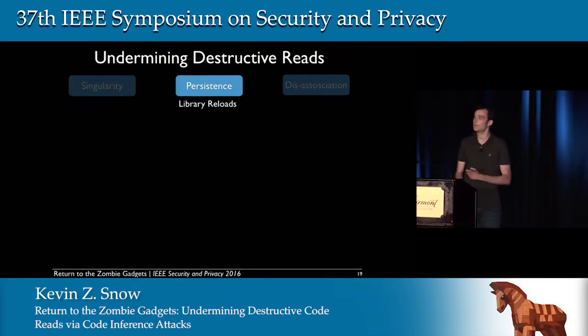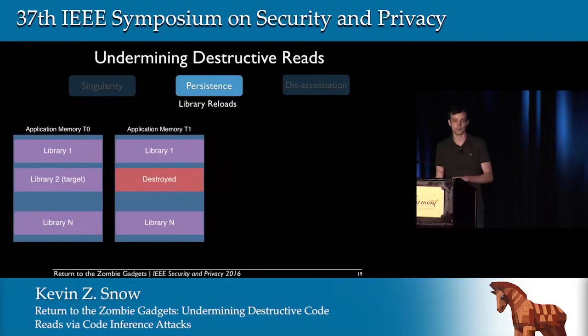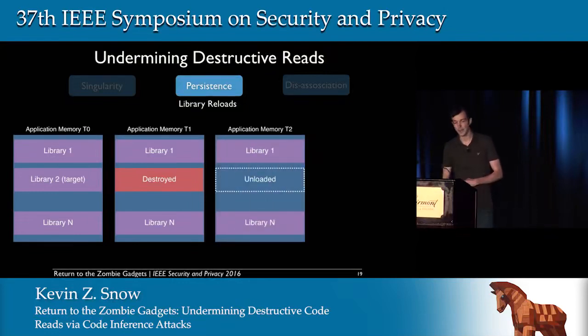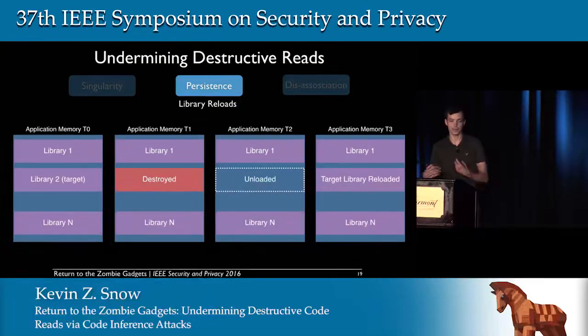And the easiest way to think about this is with dynamically loaded libraries. For example, say at T0, we have this application with 3 libraries loaded. What we could do is use our memory disclosure to read and destroy the first library. Then, if we could somehow force unload this library, then somehow force reload the library, we would have a fresh copy of all the gadgets that we had previously disclosed. We would be able to execute these zombie gadgets.